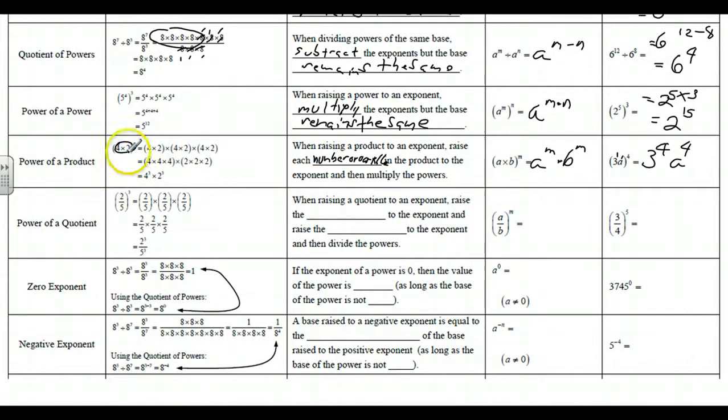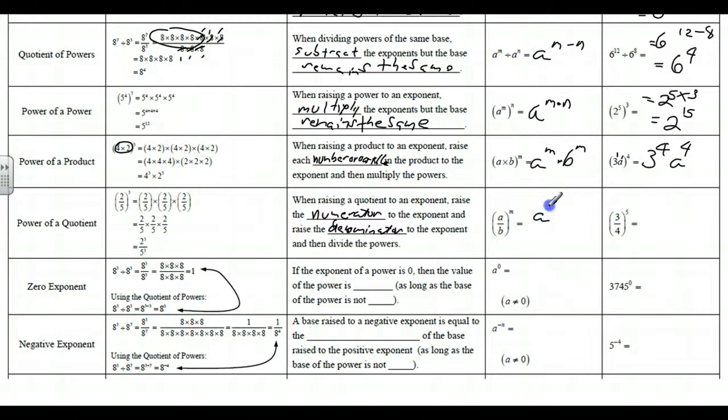So power is, we have a multiply, quotients, we have a divide, 2/5 cubed, 2/5 times 2/5 times 2/5. Writing like this, and then in exponential form, we have 2 cubed over 5 cubed. So when we raise a quotient to an exponent, we raise the numerator to the exponent, right? Numerator being the top number, and raise the denominator to the exponent, and then divide the two powers.